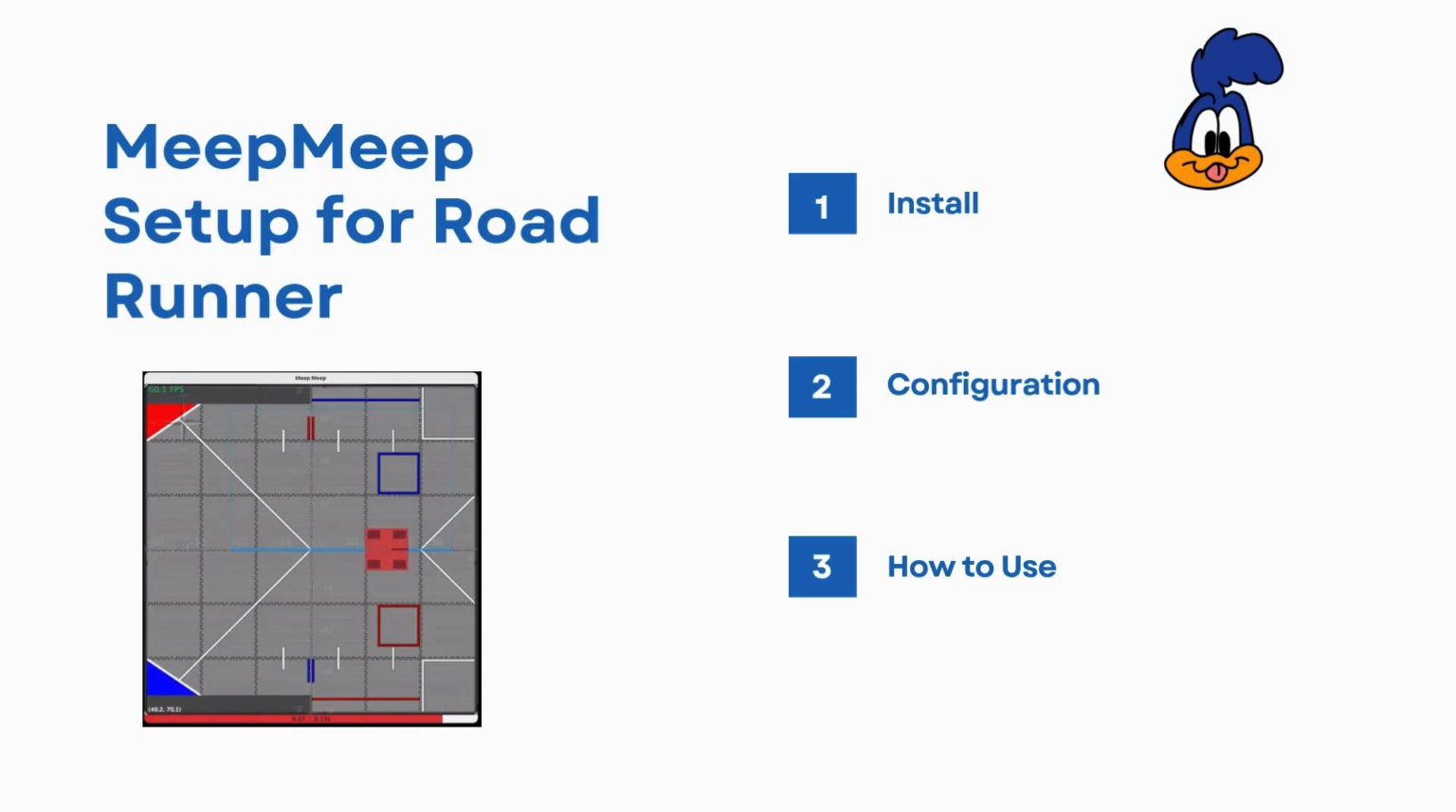Today I will be showing you how to install, configure, and a really basic guide on how to use MeepMeep for Roadrunner. For a little bit of context, MeepMeep is a piece of software that allows you to visualize your autonomous trajectories that you made using Roadrunner, just like this little GIF below.